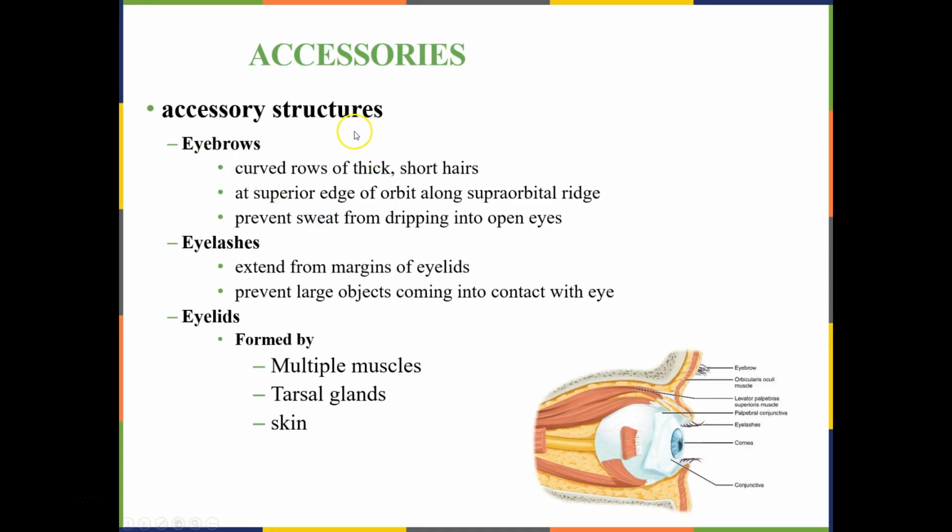There's a lot of accessory structures to the eye. The first accessory we have is the eyebrow, which you can see here. And then we have eyelashes. Both of these are hairs, and hairs help to keep materials away from the eye. In this case, eyebrows keep sweat from dripping into the eye. The eyelashes will capture dust and other particles that are trying to enter the eye.